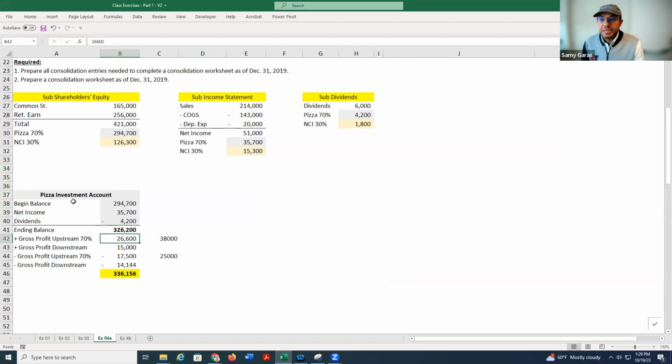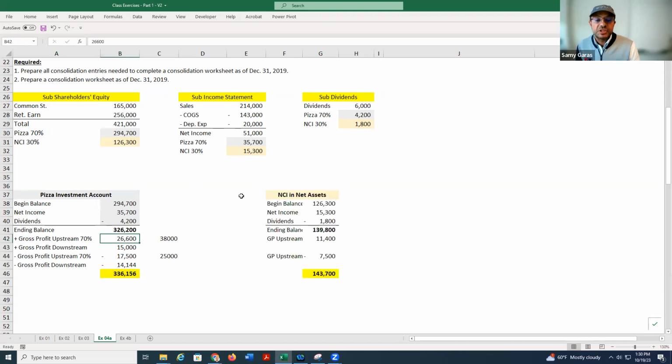So here we see the parent has a beginning balance of equity, 294,700, plus net income comes from the subsidiary, 35,700, minus dividends, 4,200. We get the ending balance of investment before we calculate the unrealized gain. For the NCI, we get the beginning balance of the investment, 126, plus the portion of the net income, minus the portion of the dividends.